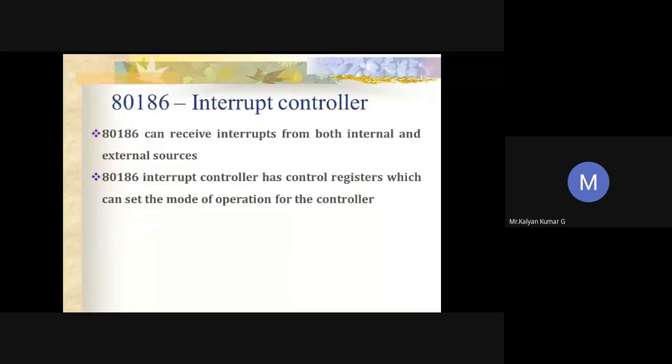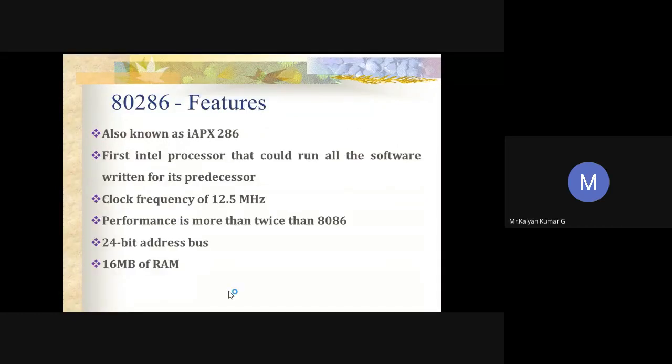Before going to the next one, I think the next slide will be 80286. Before going to this 286, we can have a small comparison between 8086 and 80186. We'll see how much you have understood. I just forgot about this slide. So what is the major difference that you have noticed in 8086 and 80186?